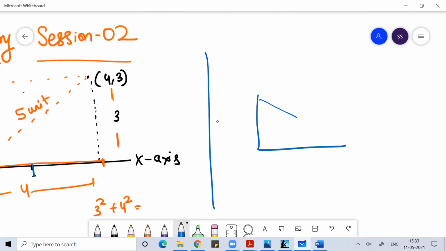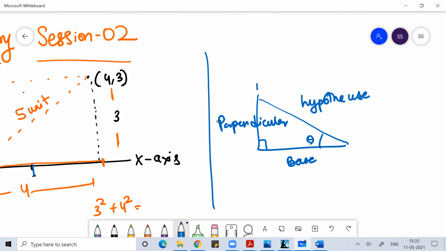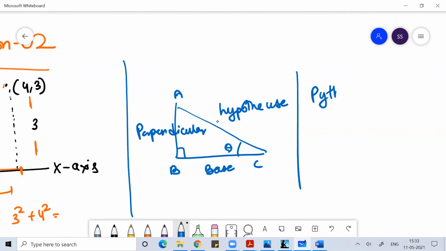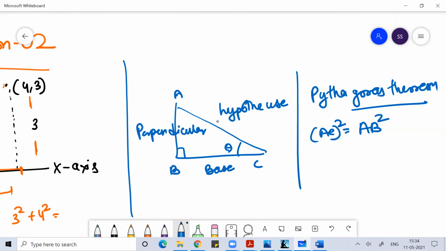In a right angle triangle, if this is theta, this is called the perpendicular, this is called the base, and this is called the hypotenuse. Then there's the Pythagoras theorem: in a right angle triangle, the square of the hypotenuse is equal to the square of the perpendicular plus the square of the base. Okay, sir, I always remember that.